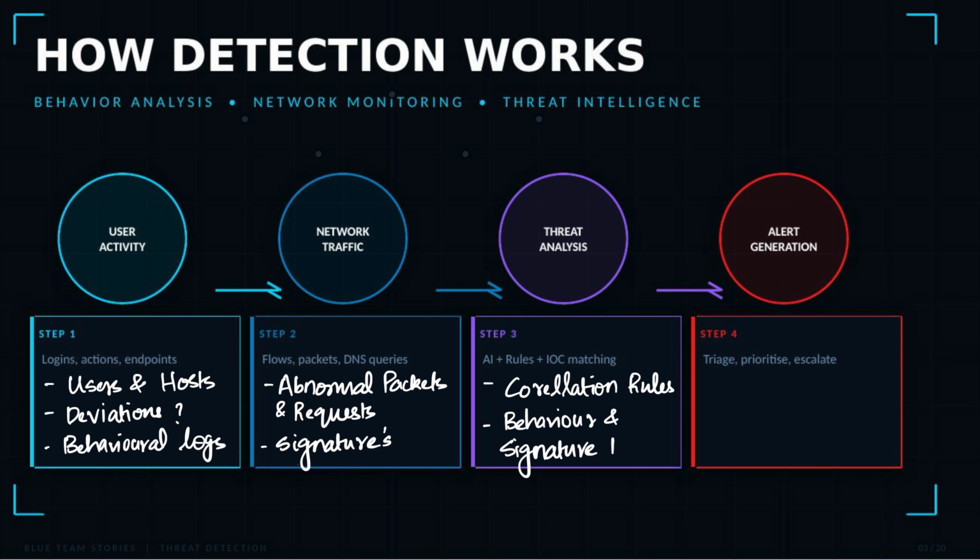Here, predefined security rules, artificial intelligence models, behavioral analytics, and IOC matching are used to identify suspicious activity. IOC stands for indicators of compromise, which are known signs that a system may already be infected or under attack. Once suspicious behavior matches predefined conditions or abnormal patterns, the system generates an alert for security analysts to investigate immediately.